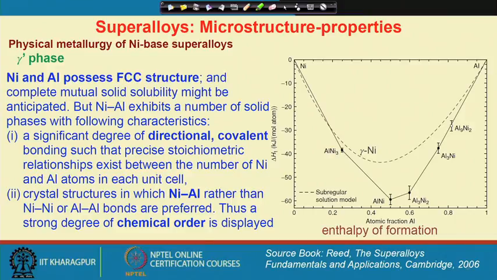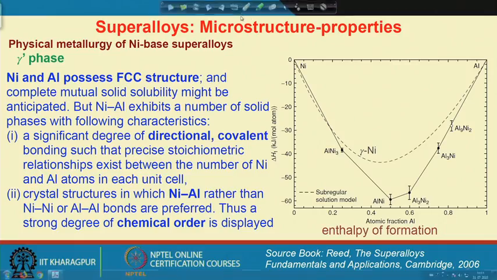Now, specifically if we look at the gamma prime phase, what is the role of aluminum? That always comes to our mind. Why are we so interested in aluminum? Is it only because aluminum forms an alumina scale? Is that the only thing? However, if you look at the enthalpy of formation of nickel and aluminum, there are some interesting things.